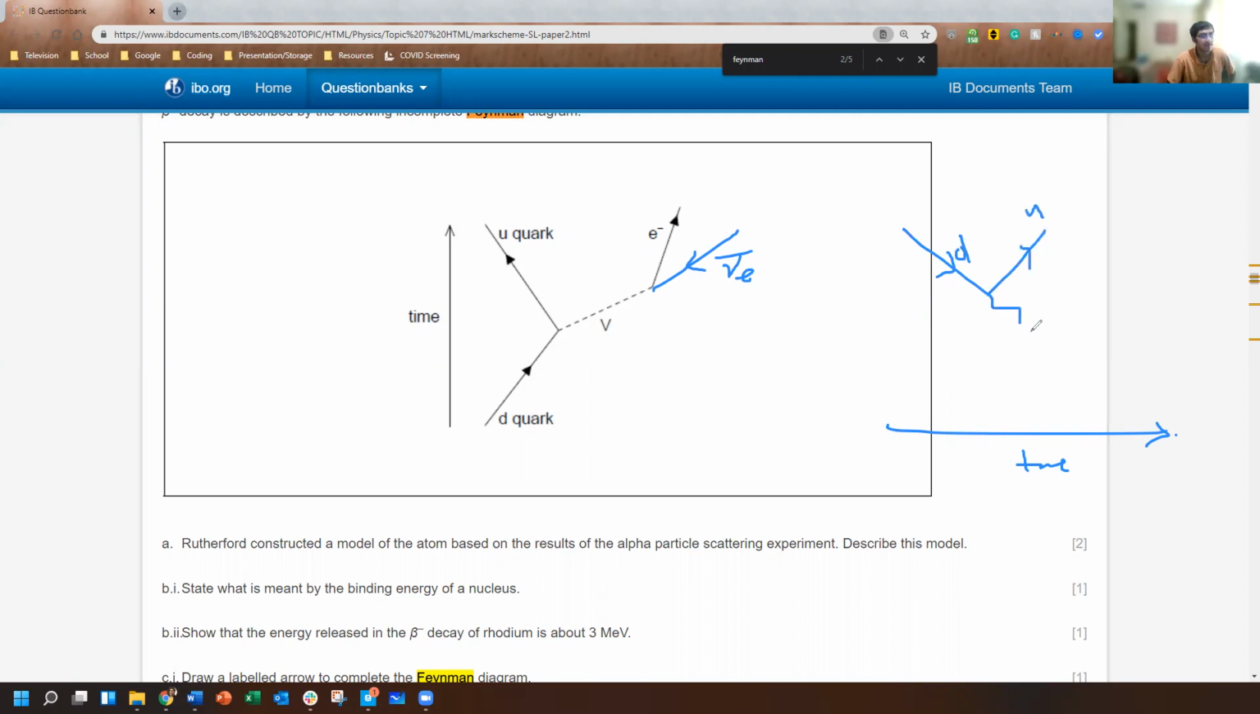And then we would have a little squiggly line for the weak interaction. And then we would have the electron this way. I believe that's how we would do it. Yeah, I'm sorry for making this confusing. This is just really weird to me, how this whole thing works.